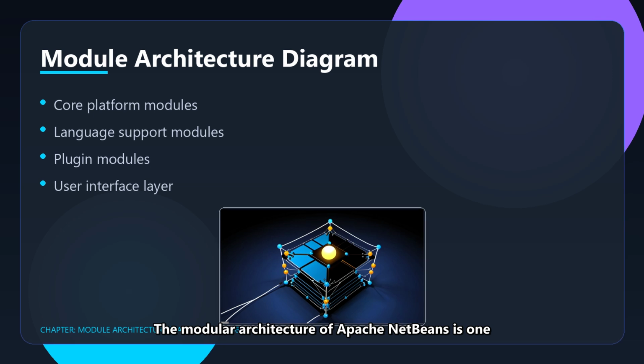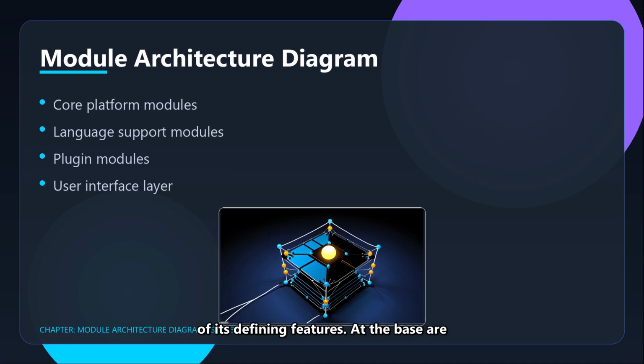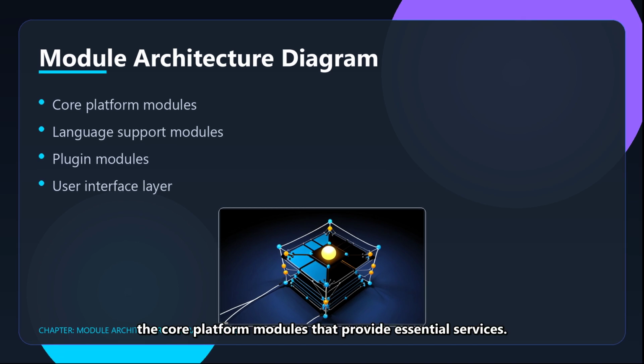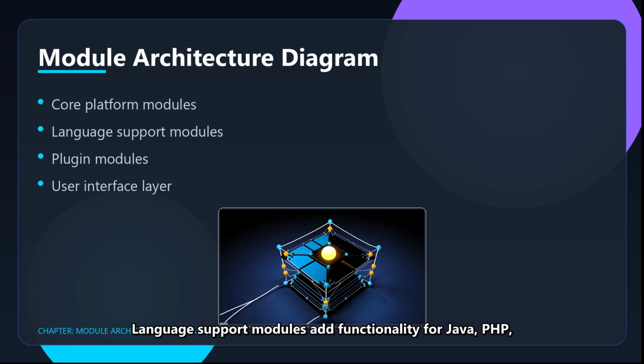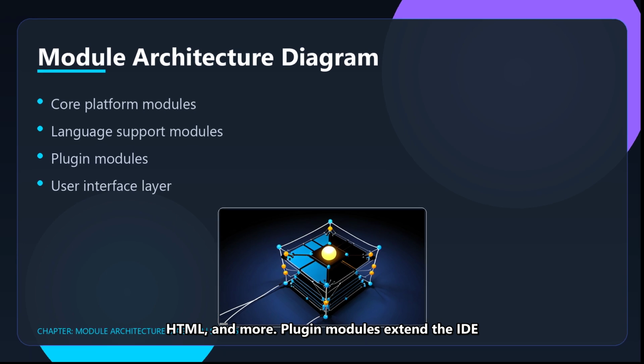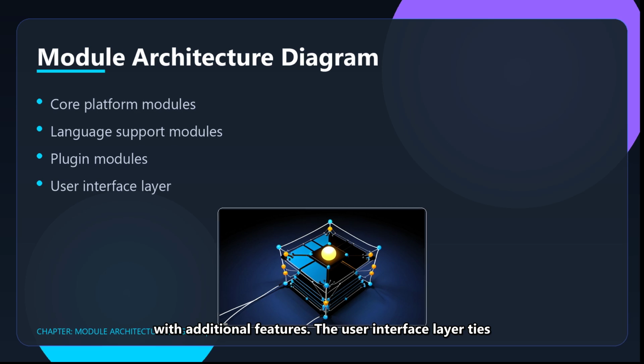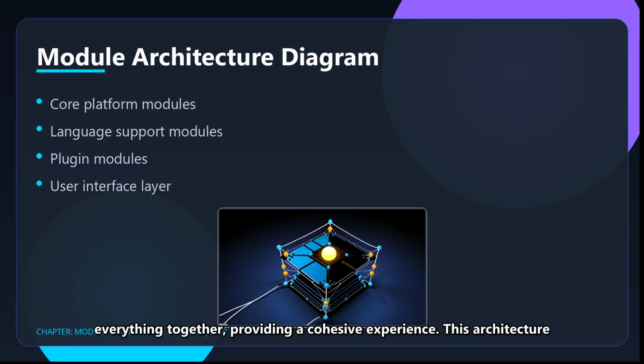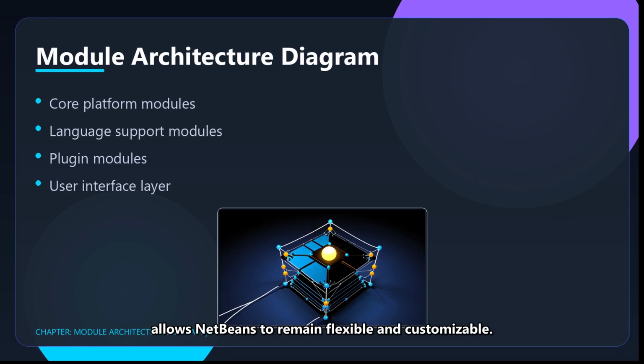The modular architecture of Apache NetBeans is one of its defining features. At the base are the core platform modules that provide essential services. Language support modules add functionality for Java, PHP, HTML, and more. Plugin modules extend the IDE with additional features. The user interface layer ties everything together, providing a cohesive experience. This architecture allows NetBeans to remain flexible and customizable.